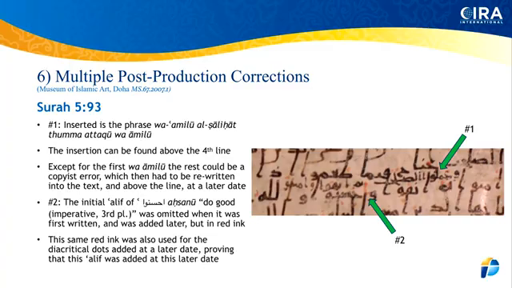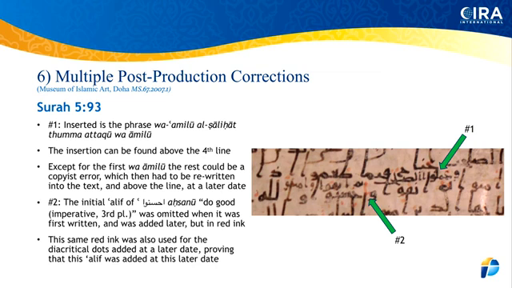Let's now move right into example number 6, correction number 6. Let's put that up so people can see it. Here is what we call a multiple post-production correction. There's a number of different post-production corrections, and when we say post-production, that means they are done after the original is written. These corrections have been added to it. We're looking at the Museum of Islamic Art, Doha, again, like the previous one in the Middle East. This is Surah chapter 5, verse 93, or Surah 5, ayah 93.